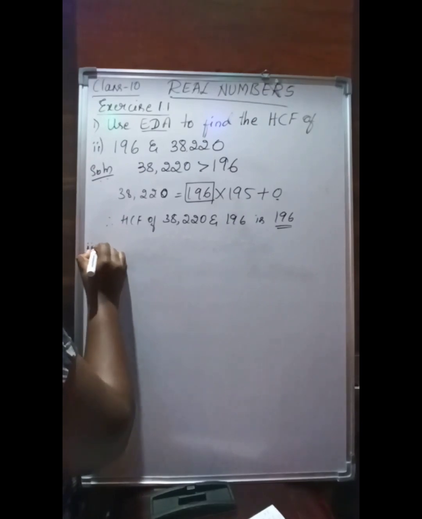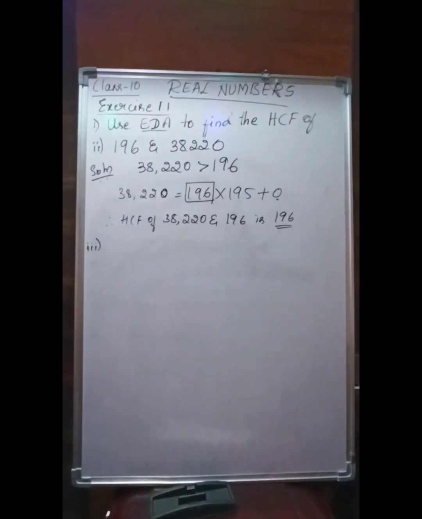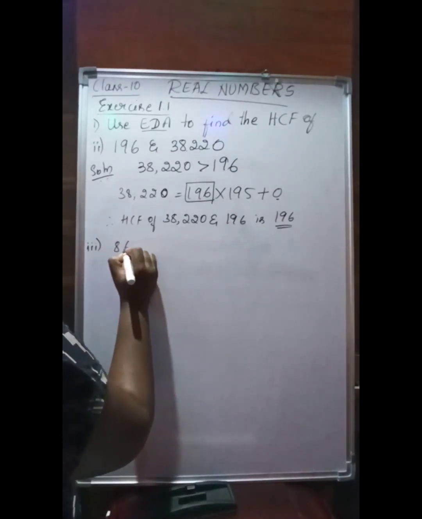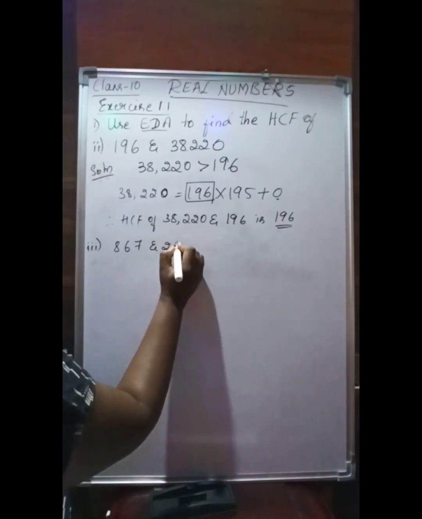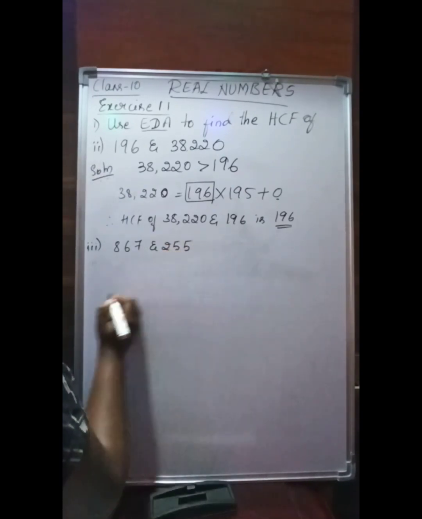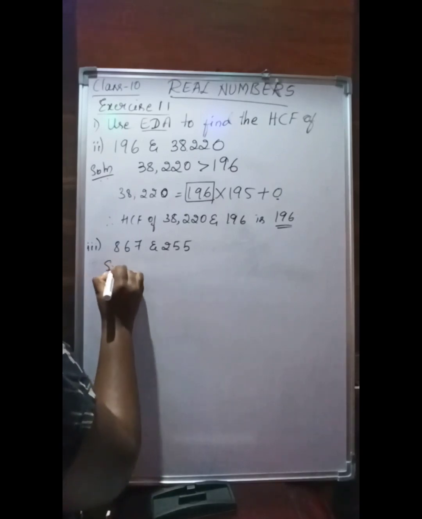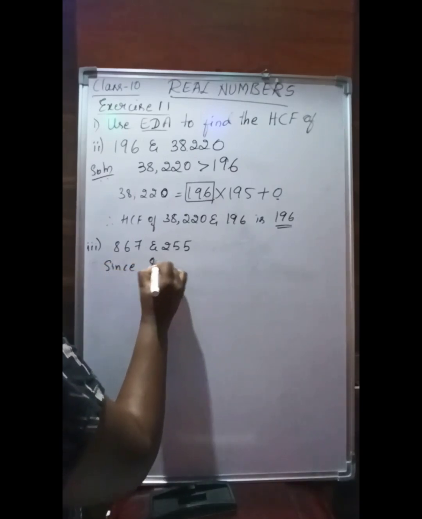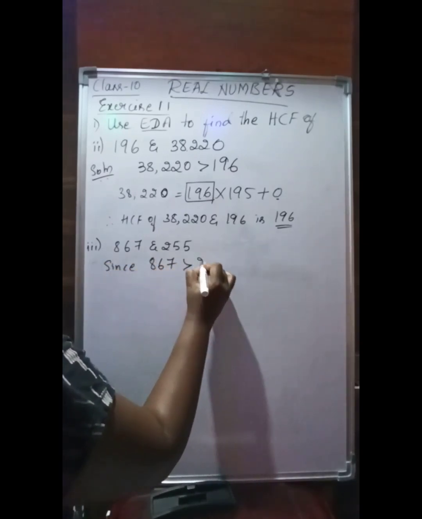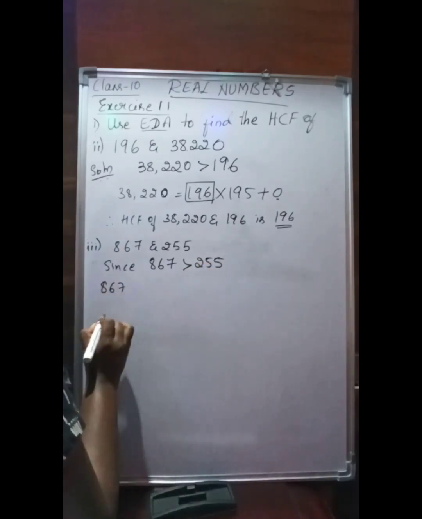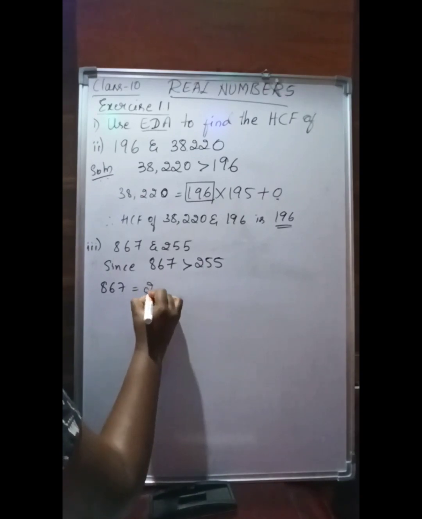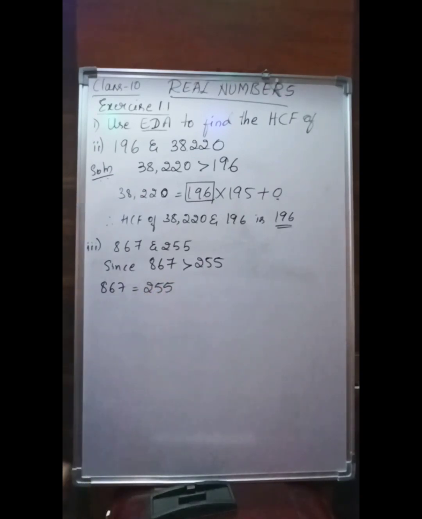Now consider the third problem: 867 and 255. Now since 867 is greater than 255, consider 867 as A and 255 as B.